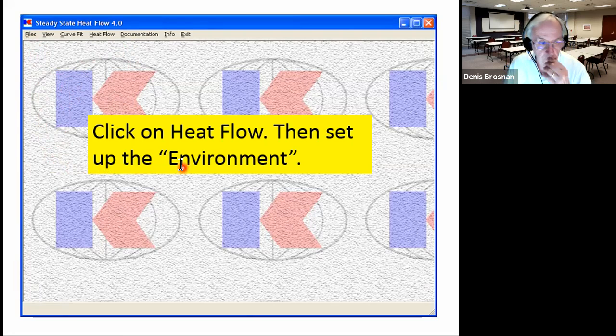You're going to choose environment, and environment's going to tell you whether you're looking at a furnace wall or crown, something about your ambient air temperatures and things of this particular nature. Your furnace temperature, it will ask you. And so the first thing to do is click on flow and then click on environment. I like this little utility.